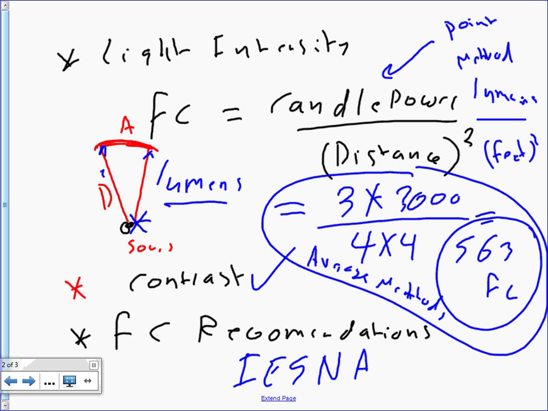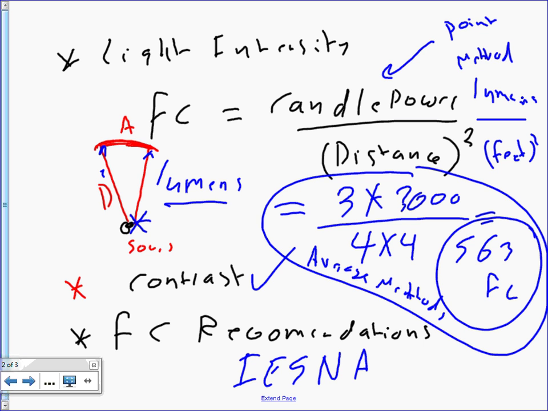So we take, here's the candela power, that's lumens, divided by the distance squared. Remember that distance from the point to the light? From that light to the point, square that distance, divide the candela power by it, and it will give you the foot candle. Can I have a thumbs up, Chad? We fully understand that? We're going to do the calculation based on this formula.